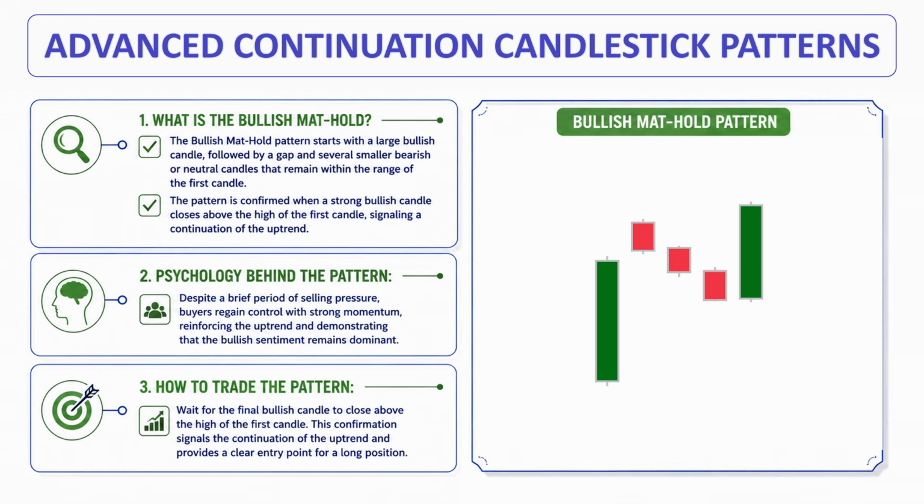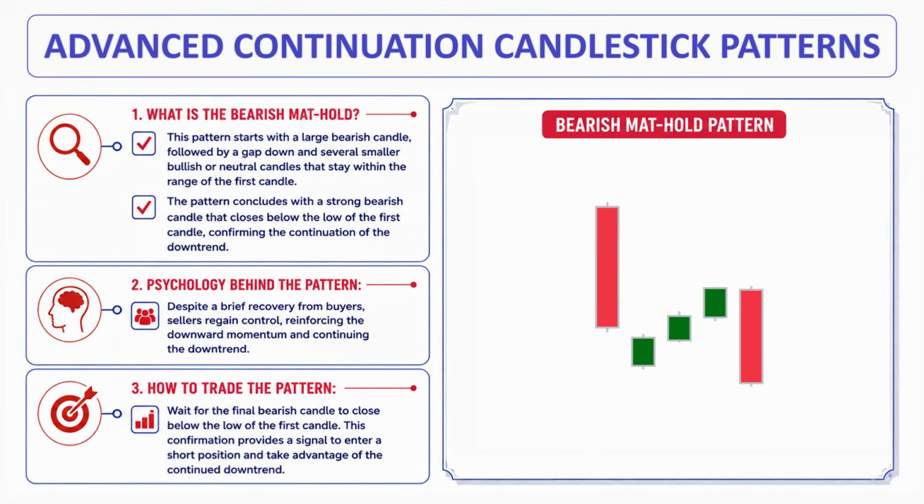strong momentum. To trade the bullish mat hold, wait for the final bullish candle to close above the high of the first candle. This confirmation signals that the uptrend may continue and can provide a clear long entry. On the opposite side, we have the bearish mat hold.